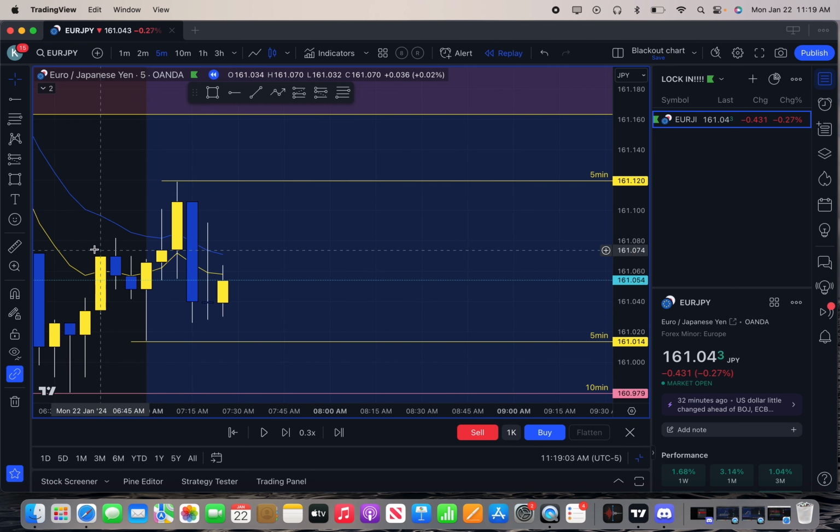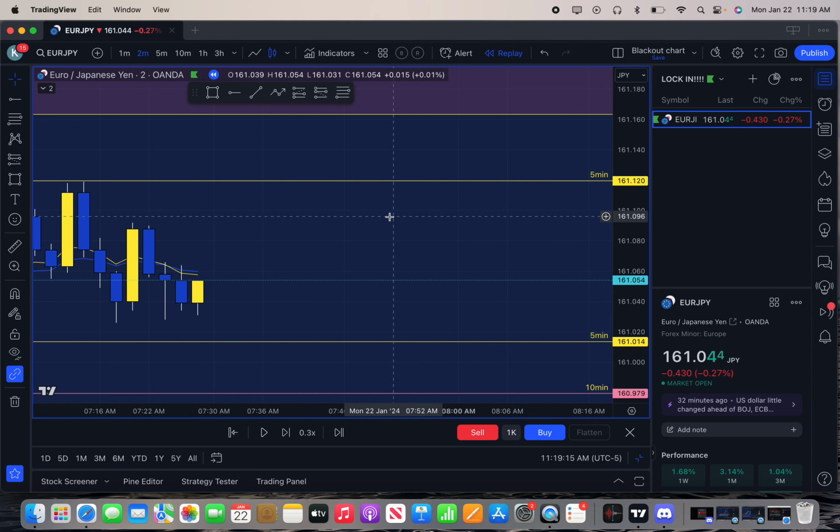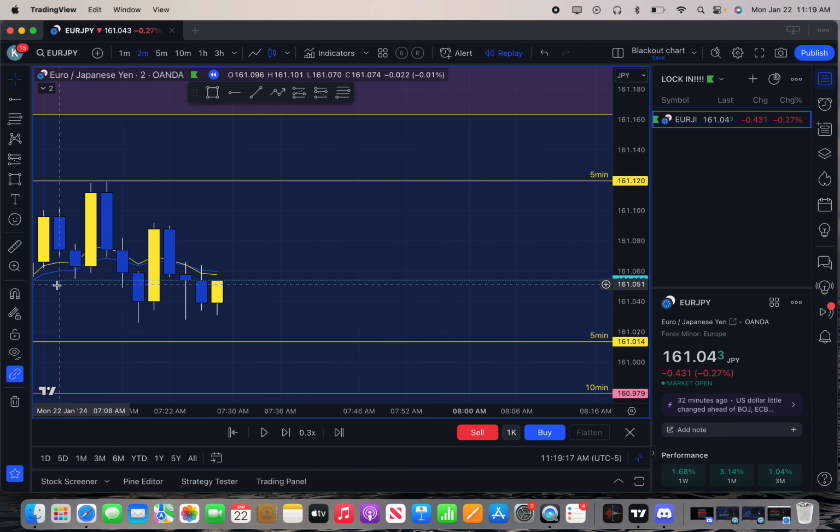So on the 5-minute, we see we have an impulse to the upside and a retracement to the downside. So on the 2-minute, we want to focus on this retracement to see if there's any high probability structure there as well. So on the 2-minute, is there any lows that were last broken? Yes, right here. So price had a low here.